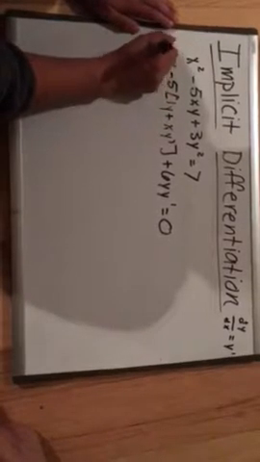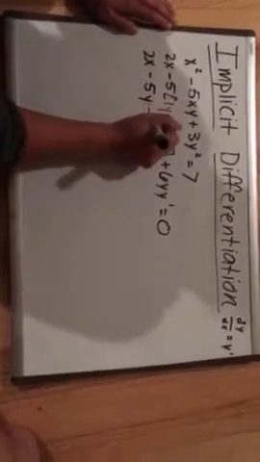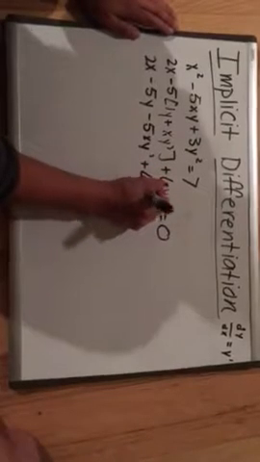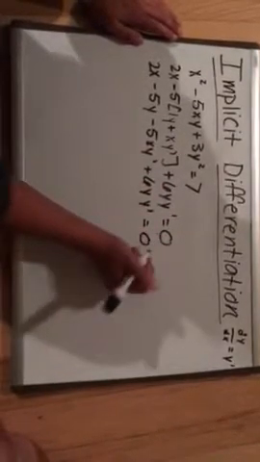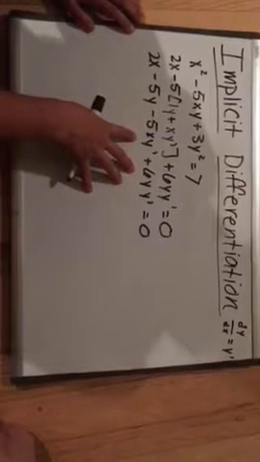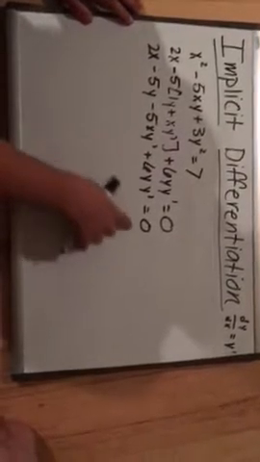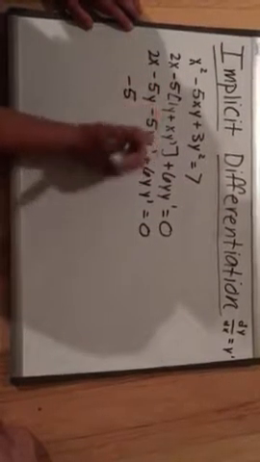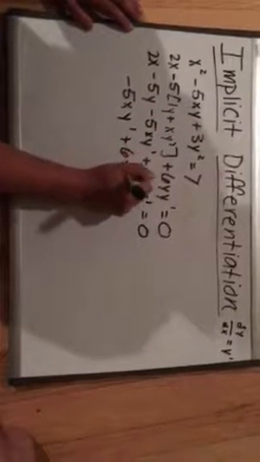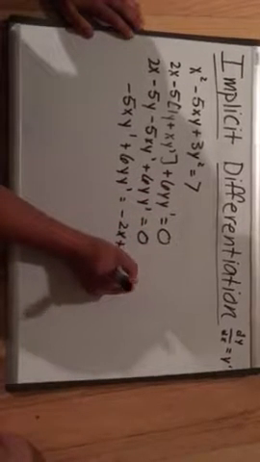So I'm just going to multiply this 5 through. So you get 2x minus 5y minus 5xy prime plus 6y prime equals 0. Like I said in the example before, you want to keep all the terms that have y prime on the left and move all the terms that do not contain y prime to the right. So you will have negative 5xy prime plus 6y prime equals negative 2x plus 5y.